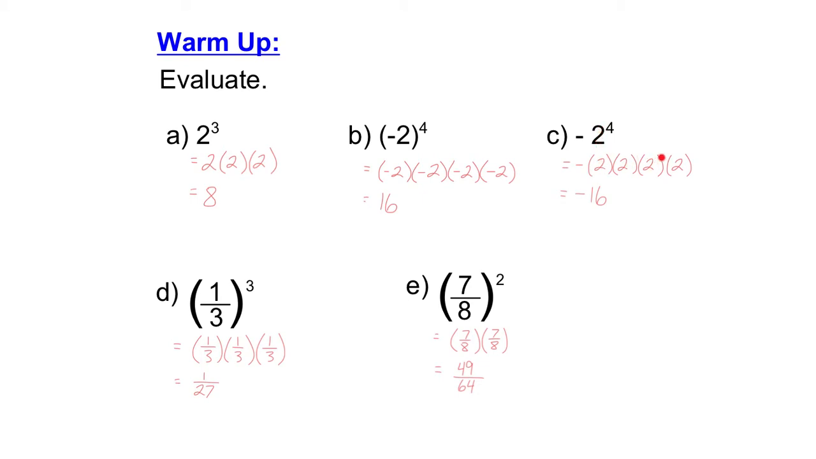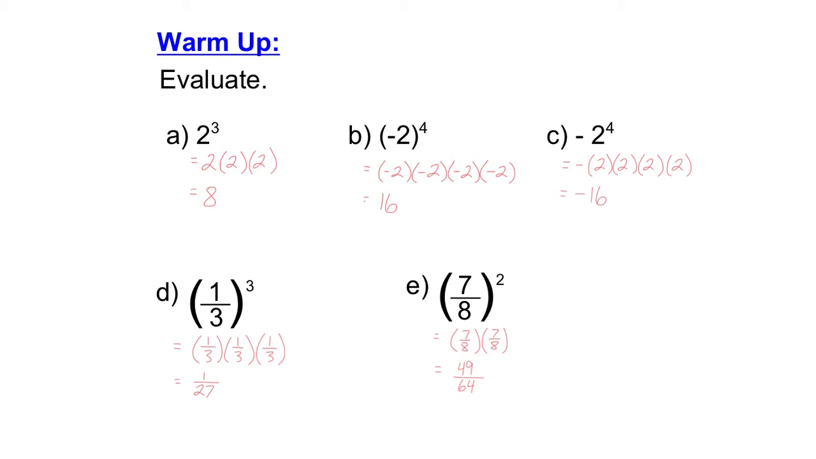So it's just the 2 that gets multiplied by itself 4 times. 2 times 2 times 2 times 2, that's 16. And then you have that minus sign in front, which makes the whole thing negative 16. So pay attention to brackets or no brackets, because it can change your answer. Here it was positive 16, here it was negative 16. So just watch out for that, whether there's brackets or no brackets in your exponent question.